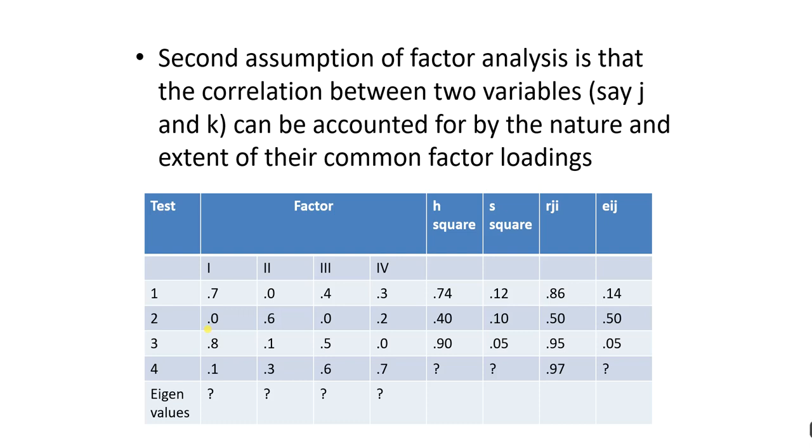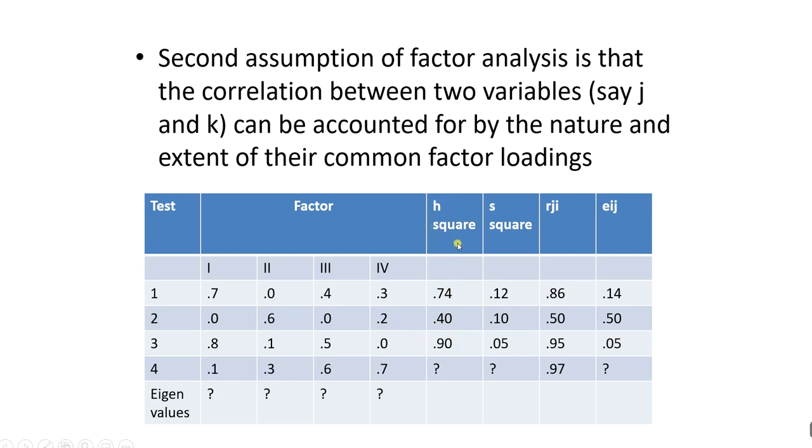So again, I would define the factor structure matrix. It is a matrix of factor loadings in which factors are represented in columns and the variables or the tests are represented in rows. Now, see the whole matrix. Based on this factor matrix, we can compute or determine some other values. The first column is H square.